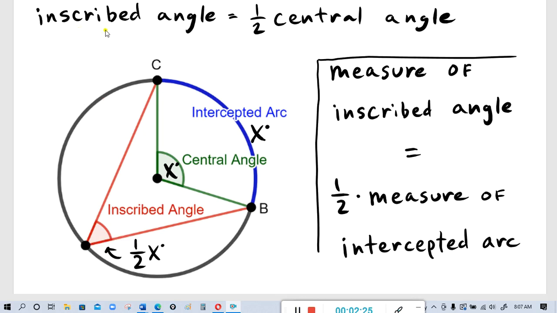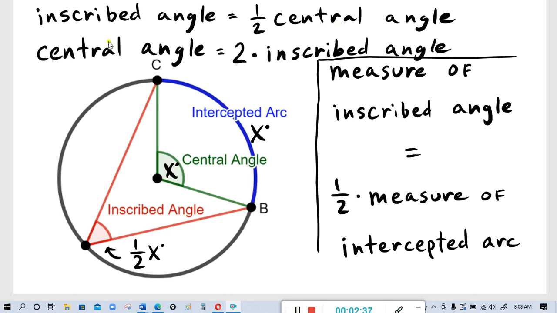So if the inscribed angle equals 1/2 of the central angle, we can multiply both sides of this equation by 2 and say that the central angle equals 2 times the inscribed angle. So really it's the same formula, but you can say the central angle equals 2 times the inscribed angle. So if this angle were x, then this angle would be 2x, or 2 times as much.